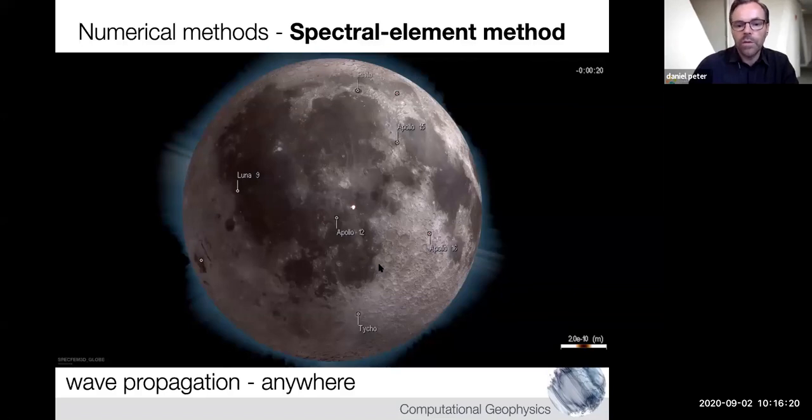Here it's the moon. Obviously, we do it for the Earth as well, but now also for Mars. There is the InSight NASA project, which put a seismometer on Mars. And so we want to actually also do seismic wave propagation on Mars. So I'll let you run this simulation.